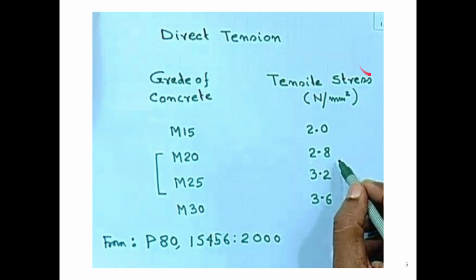If you see the IS code, you will find these values given. For direct tension, for M15 this is 2 megapascal, for M20 2.8, for M25 3.2, M30 3.6. These are the empirical values given for direct tension in the IS 456 code, which is the Bible for the reinforced concrete structure course.